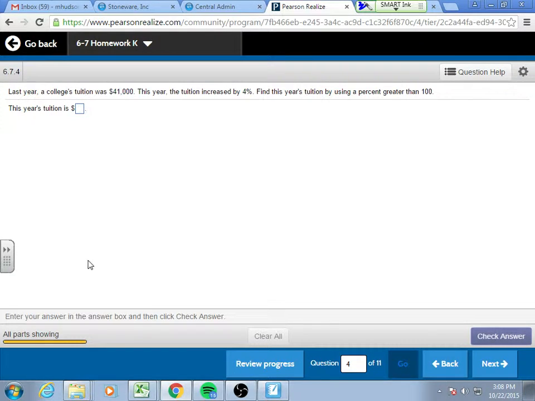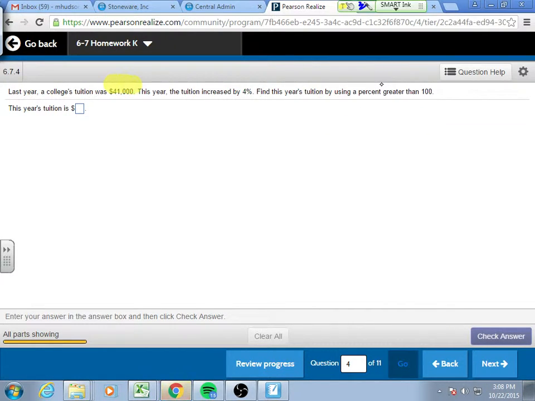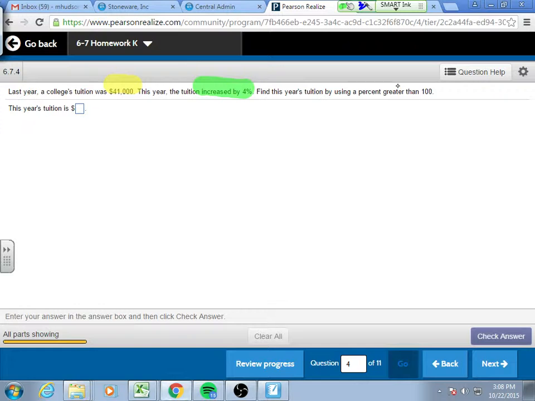Anyone for problem 4, the college tuition problem? So, last year, a college's tuition was $41,100, which seems like a crazy amount, but that's pretty standard. Otterbein was in the 30,000s. The tuition increased by 4%. Find this year's tuition using a percent greater than 100.